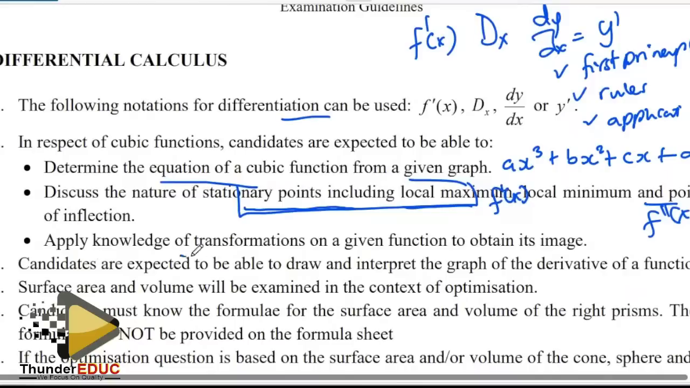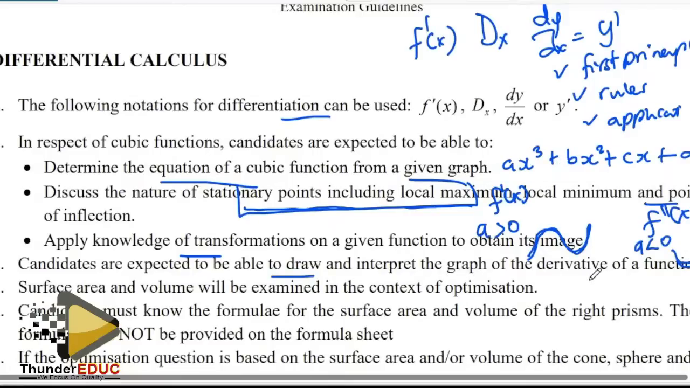Then apply the knowledge of transformation on a given function to obtain the image. Okay, candidates are expected to be able to draw. Okay, so when you're drawing, the a has an effect. If a is positive, then you're gonna have this kind of shape of a cubic. If a is negative, then you're gonna have something like that. Bear that in mind.